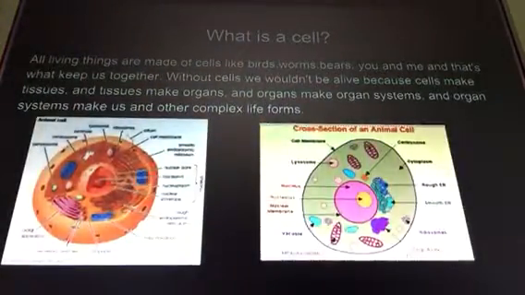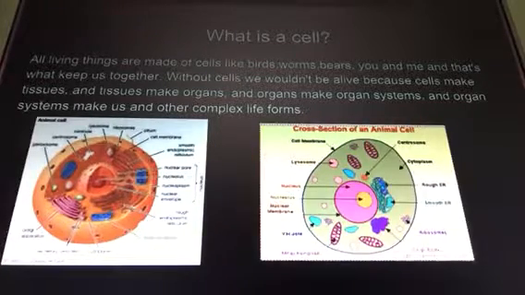Okay, so what is a cell? All living things are made of cells, like birds, worms, bears, you and me. That's what keeps us together. Without cells, we wouldn't be alive, because cells make tissues, and tissues make organs, and organs make organ systems, and organ systems make us and other complex life forms.